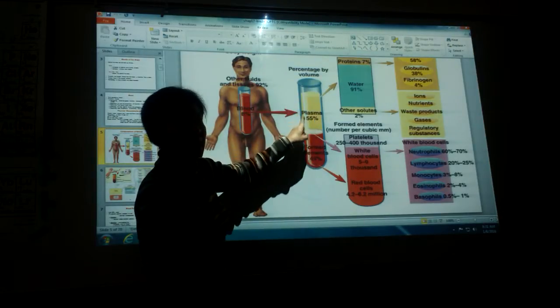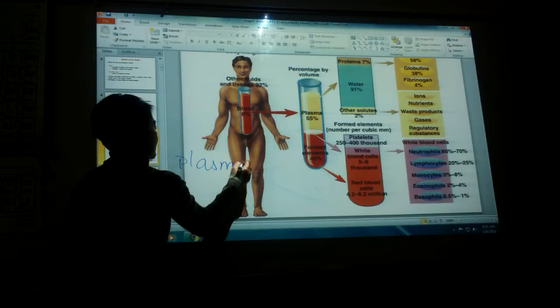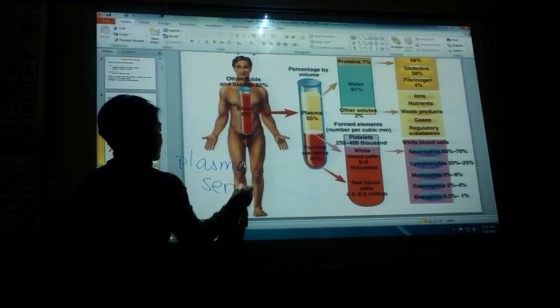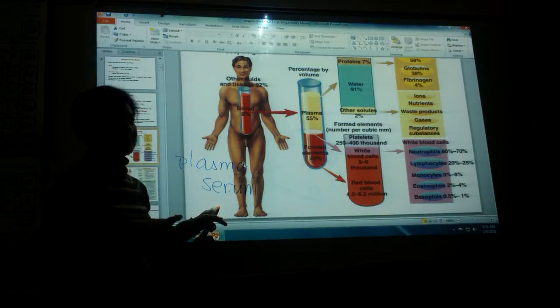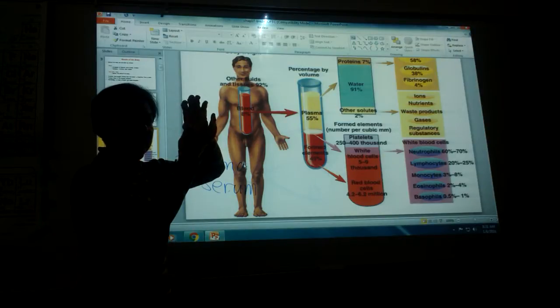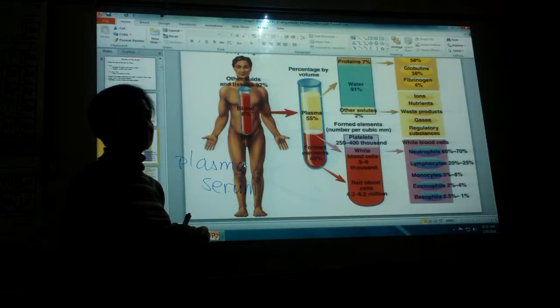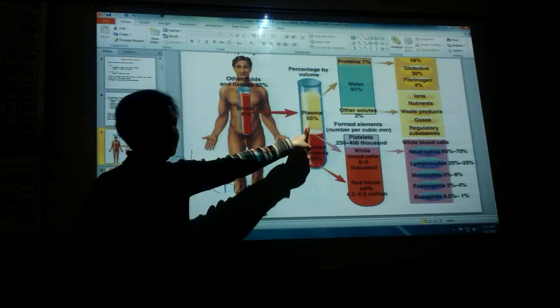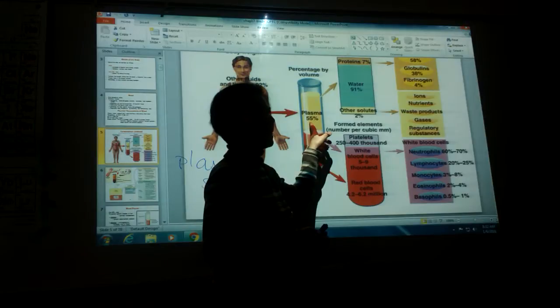And for the plasma, by the way, know the difference between plasma and serum. Serum is clotted blood. Plasma still contains all the clotting proteins. It didn't clot yet. Once it clots, it's clearer, and you call that serum. Okay? So let's look at this plasma first. Look at the most abundant component of plasma.